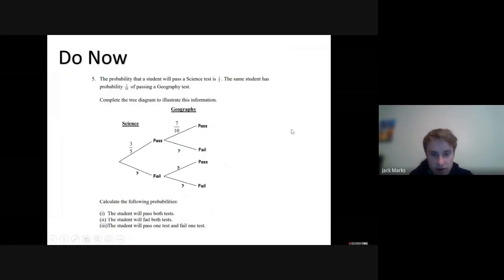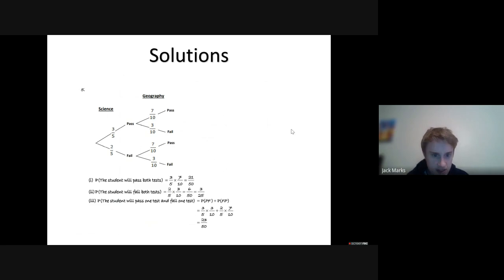Pause the video and have a quick go at the starter question there on the board. This is a tree diagram from GCSE, and they're also included at A level. So I'm going to assume that you have done that. The solutions here are on the board.